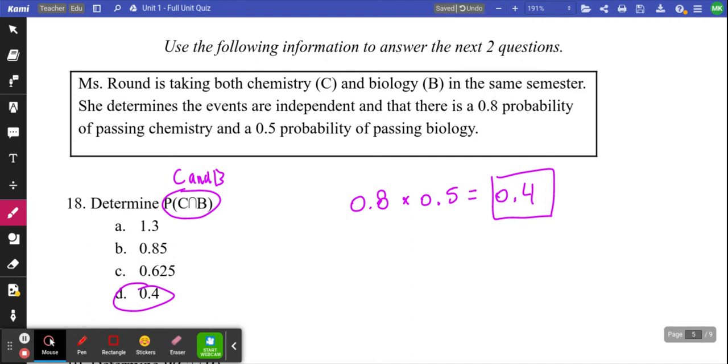Anytime we are doing probabilities where it's something and something, then we're multiplying those probabilities together. They also give you a hint. They said they're independent. The independent formula would tell us to multiply.